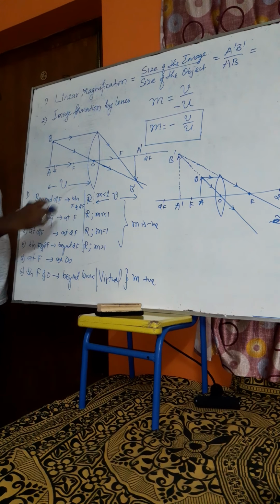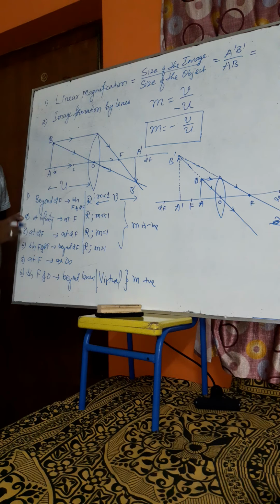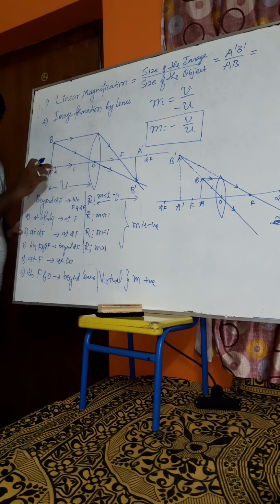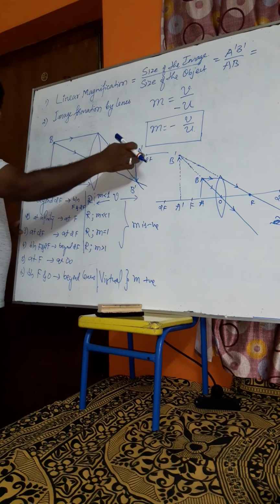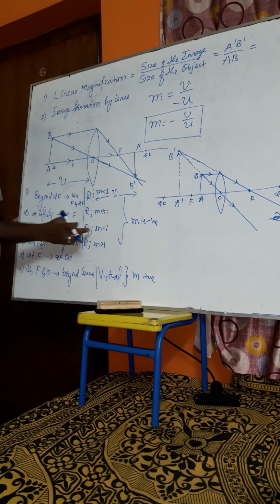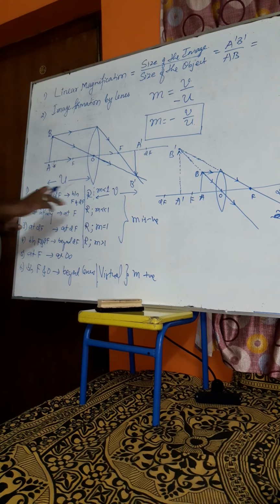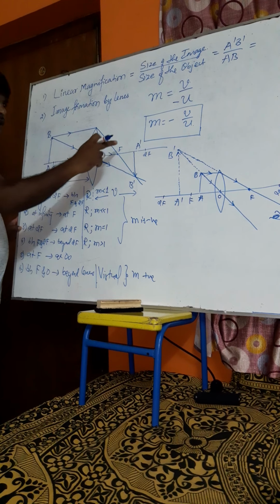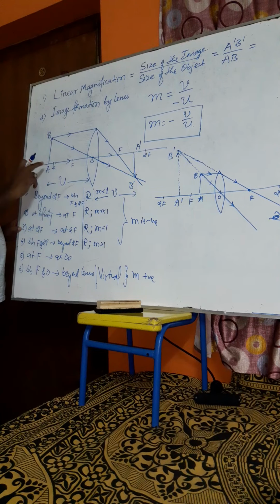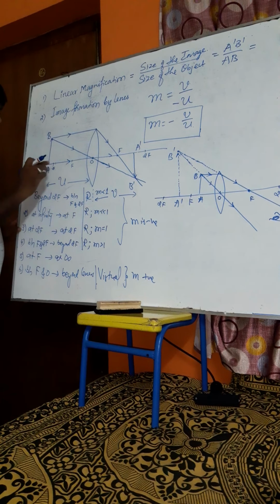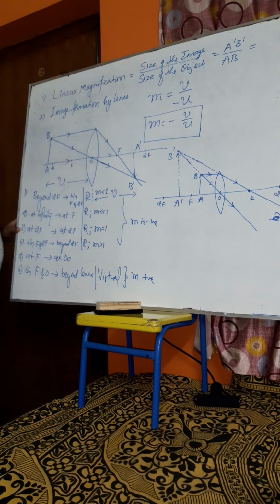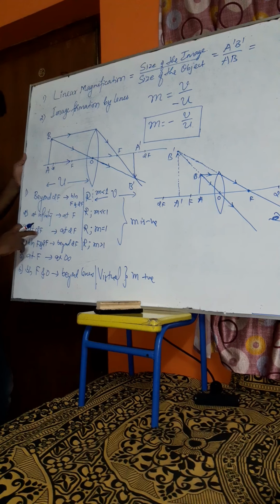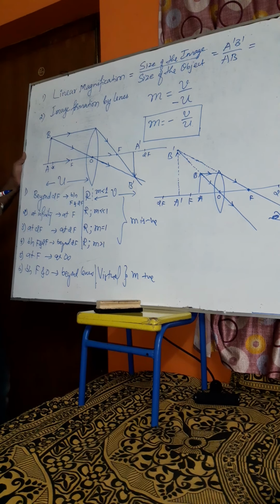It means the image is diminished compared to the size of the object. Next, at 2f, the same size of image is formed at 2f also. That's why magnification is equal to 1. This is a very important question. In the examination they will ask: at which position of the object is the size of the image the same as that of the object, or at which position is the magnification unity? M equal to 1 means the object is exactly on 2f, two times the principal focus.